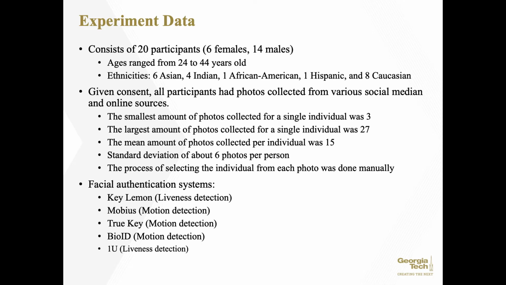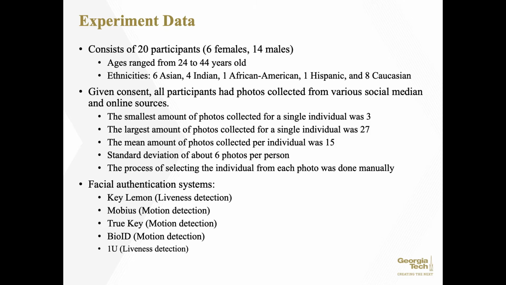The smallest number of photos collected for a single individual was 3. The largest was 27. The mean was 15, and the standard deviation was about 6 per person. The process of selecting the individual from each photo was done manually. This can be automated, especially by using image tags, but in our case it wasn't necessary.